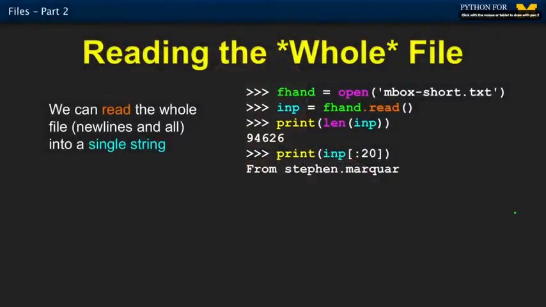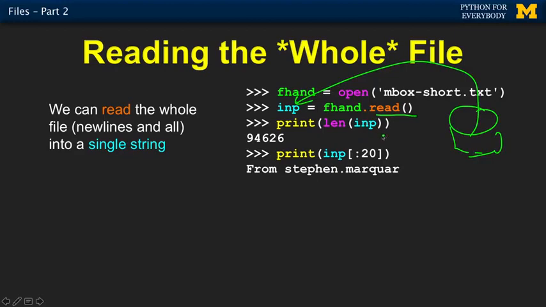But we can read the entire file. So in this case, we're reading mbox_short.txt, read the whole thing into a string. That takes whatever's in that file and sticks the characters in. And we can say, how many things did we get? Well, we got 94,626 characters in this case. And we can print, with slicing, from the beginning up to but not including the 20th character. So that's really the first 20 characters that we would see from that file in a single string. Sometimes we'll use that, sometimes we'll write a for loop. It depends on what we're trying to achieve.